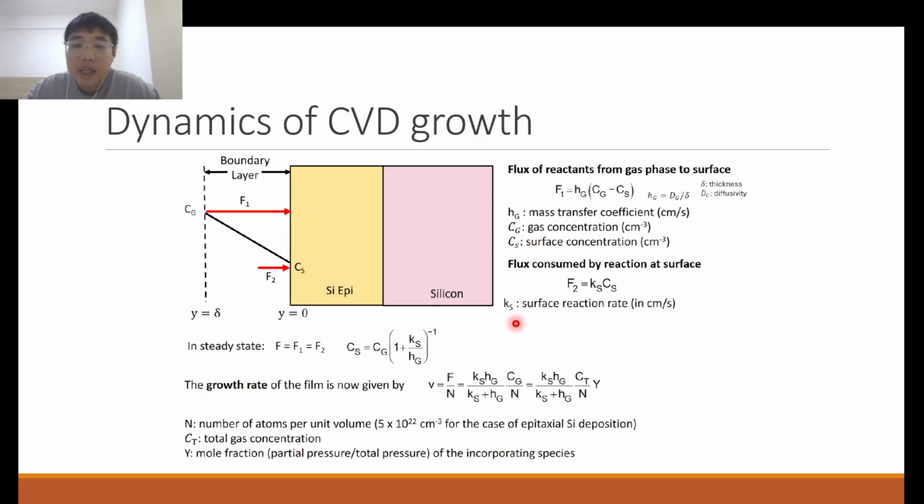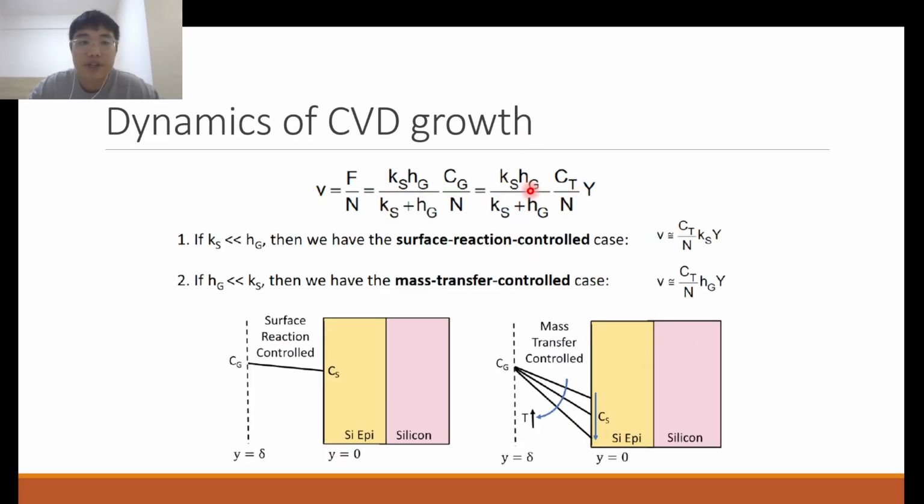So yeah, what we get is a term that looks like this, a bit complicated, right, which features both your mass transfer coefficient, which is related to your diffusion constant and diffusion coefficient, as well as your reaction rate constant. So it's a very complicated term, but we can simplify this into two regimes.